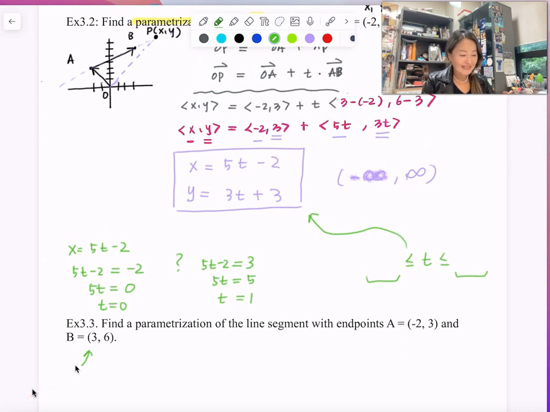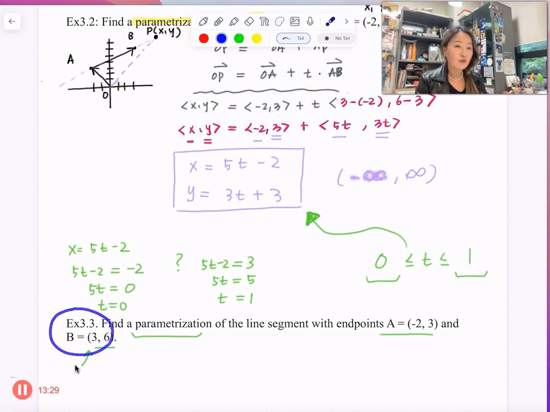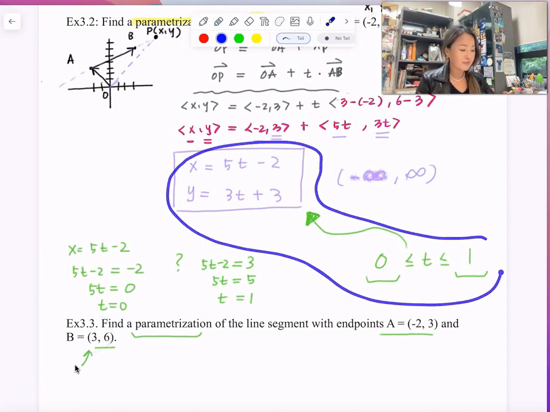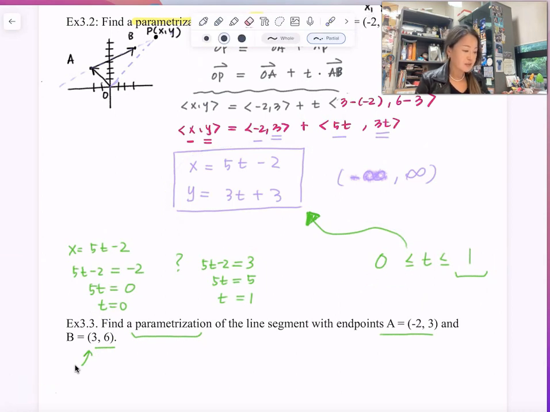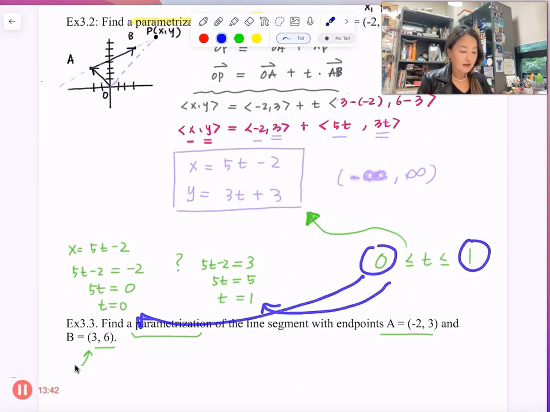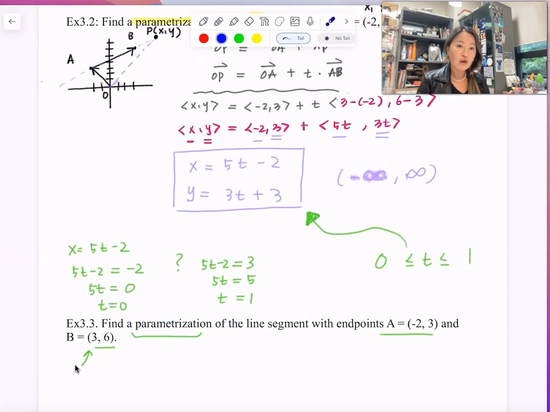Wait, what? So that means if we want a parametrization of the line segment with the endpoints here and here, we would say it's this exact parametric set of equations, but with the interval 0 to 1. That's the subtle difference between example 3.2 and example 3.3. See if you understand that, okay? So the complete answer for example 3.3 is this right here. I'll erase these little things because that's what we found. And think about how we found this. We found the intervals by plugging in the head and the tail of points A and B, the line segment.